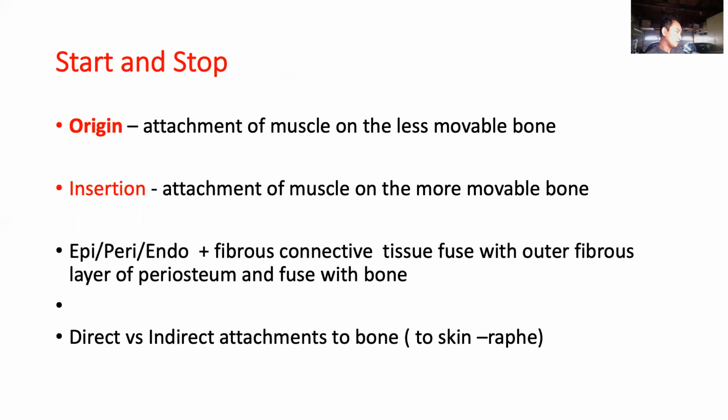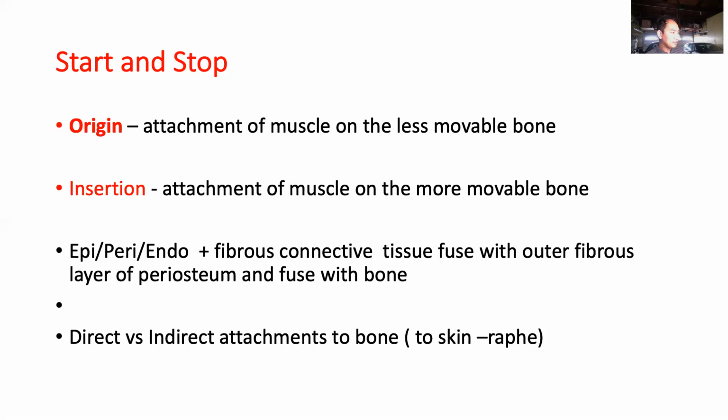So we talk about origin and insertion. Where do we start? Where do we stop? Origin is the attachment of a muscle to a less movable bone. Insertion is the opposite, attachment of the muscle on a more movable bone. But it can be vice versa on some occasions, and I want you to think about that.